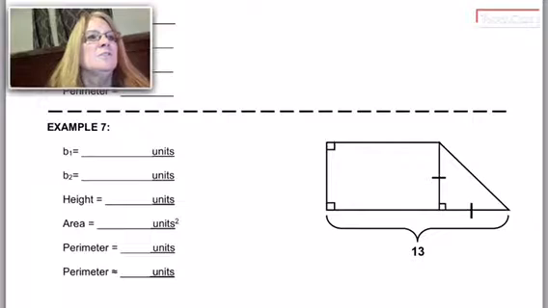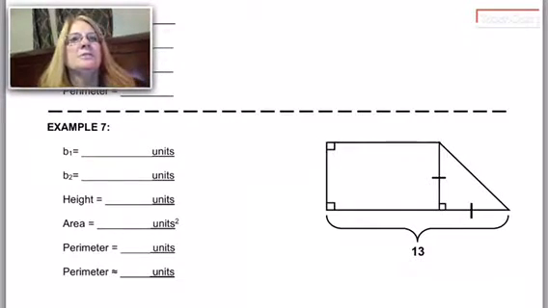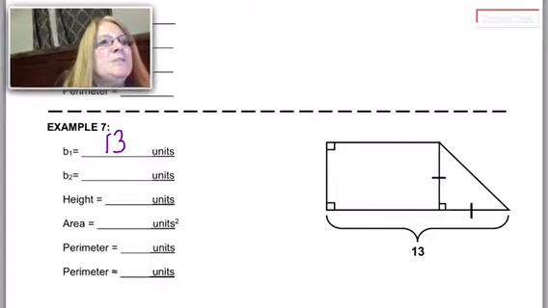So let's see, this is 13. All right, and then what else do we need? We have one base is 13. Seems like something's missing here. We know that these two are the same, but we do not know what the top is, and we don't know what the side is. I think something's missing here.